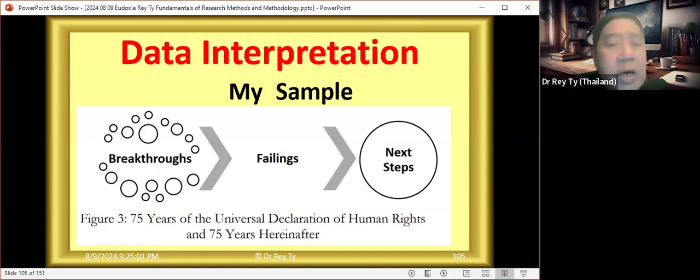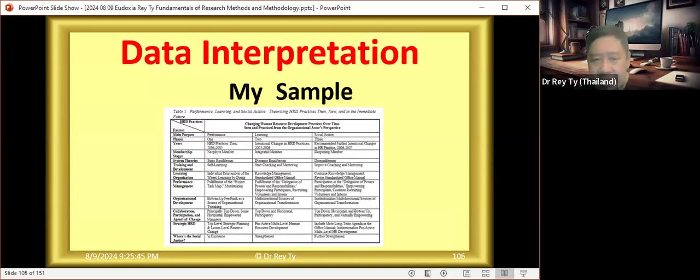So this is a storyline in the form of a figure. Okay, it summarized what I said. And this is another data interpretation. I said in human resource development, there are three models. You have performance, I call it conservative. Learning, I call it liberal. And then you have social justice, I call it critical, progressive. So there are three types of human resources.